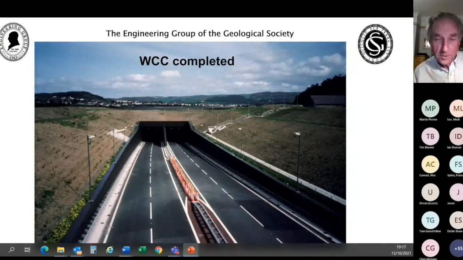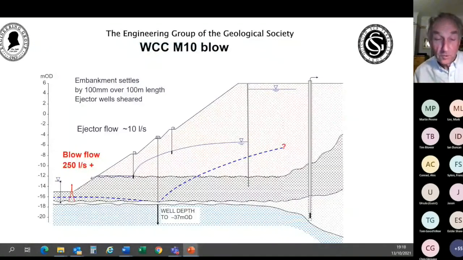So that was a nasty moment. It hadn't been on the model. It hadn't been picked up on the site investigation. It was reasonably straightforward to explain with the benefit of hindsight, but it did give one or two nasty moments. So we can see there the huge flow that came in. It flowed for about 4 weeks, but when it was gone, it was gone. And then it wasn't necessary to pump it anymore.